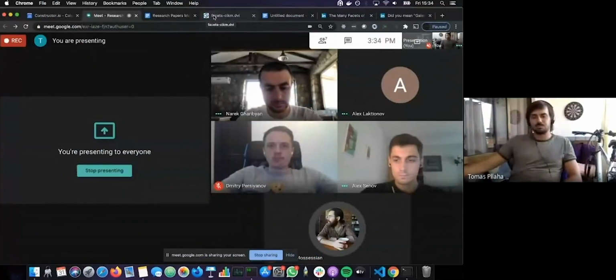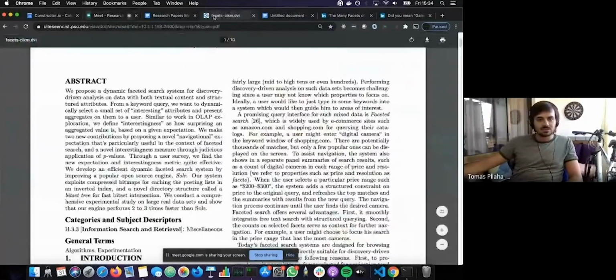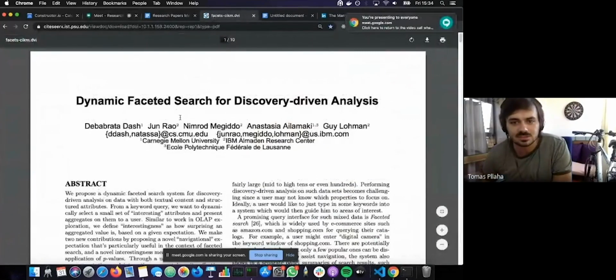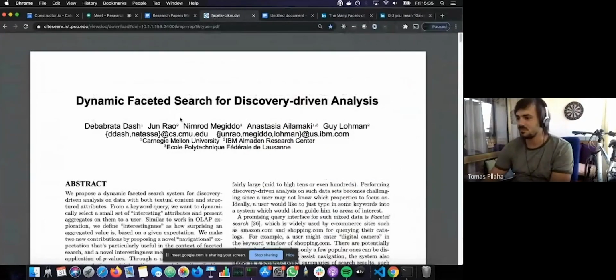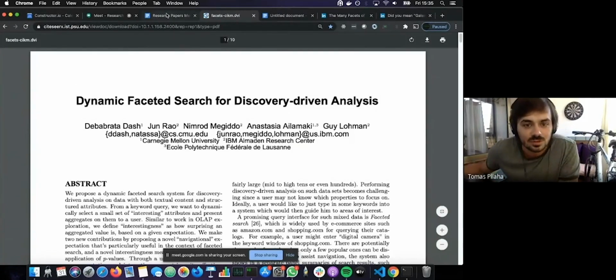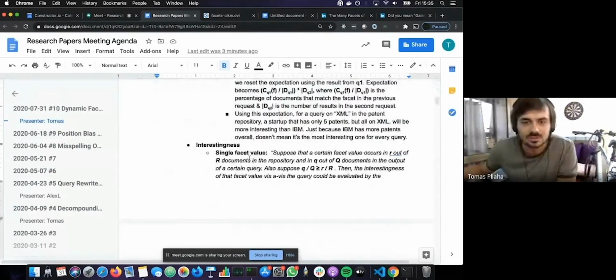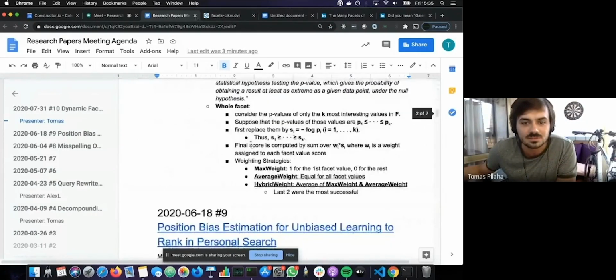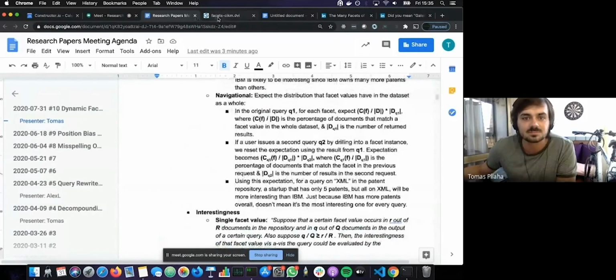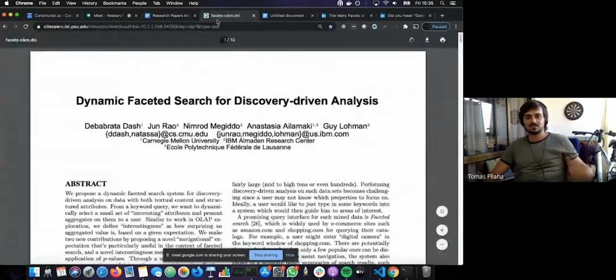All right, so the paper I will present today is called Dynamic Faceted Search on Discovery-Driven Analysis. It covers a couple of aspects related to faceted search. The first one, which I've taken the most notes for, and I will go through mostly through the notes rather than the paper for sake of simplicity, is the problem of ranking facets.